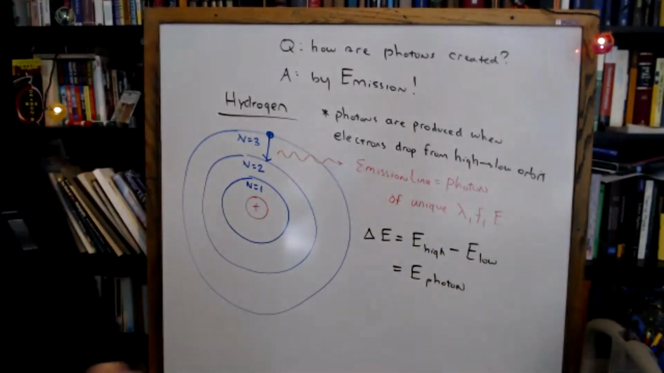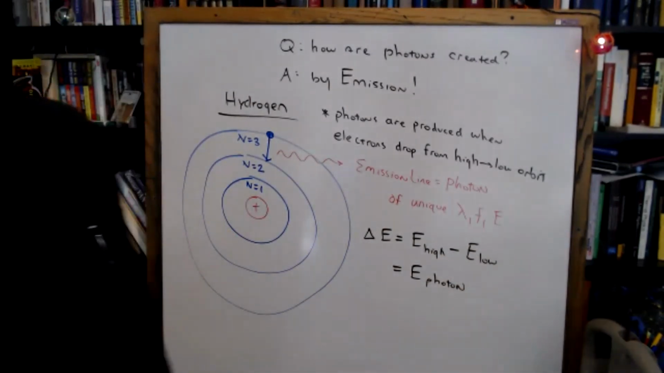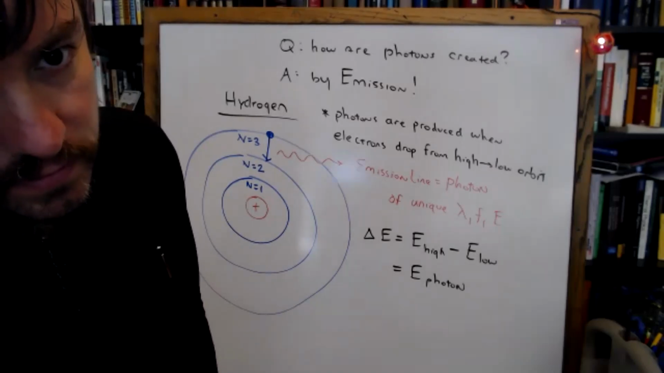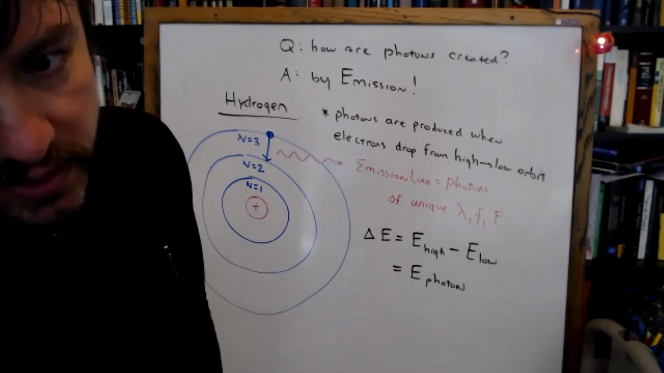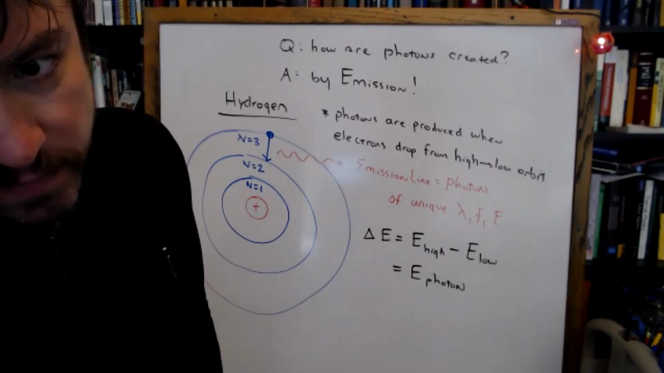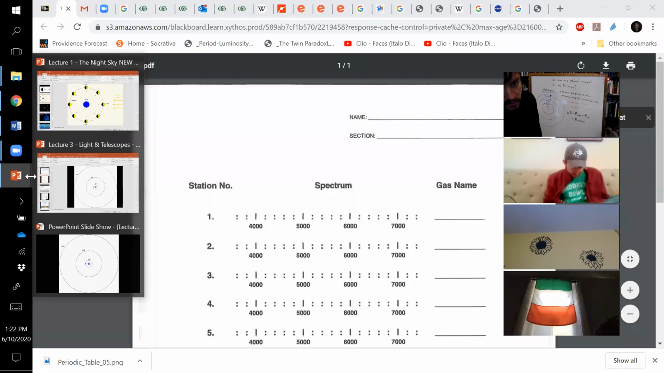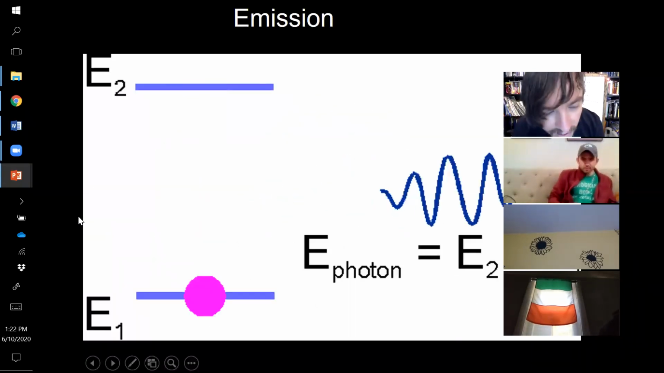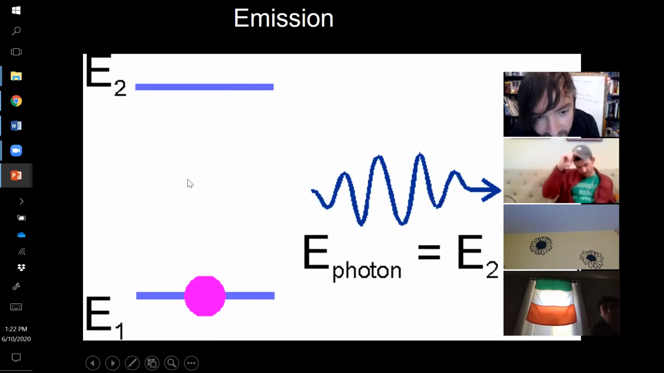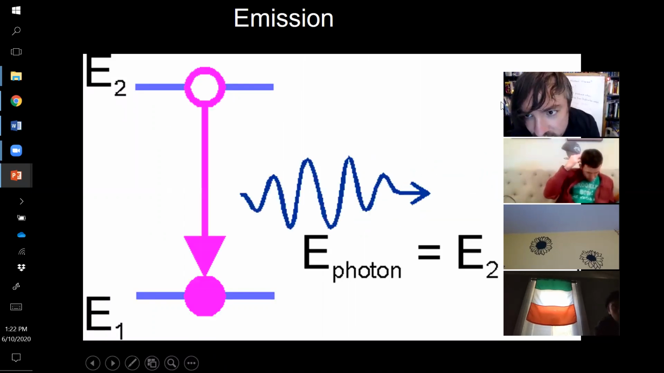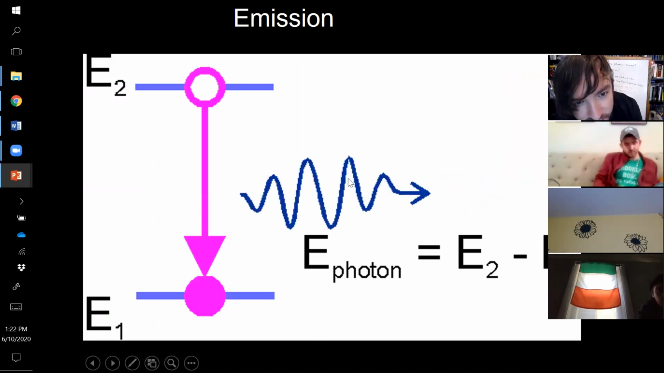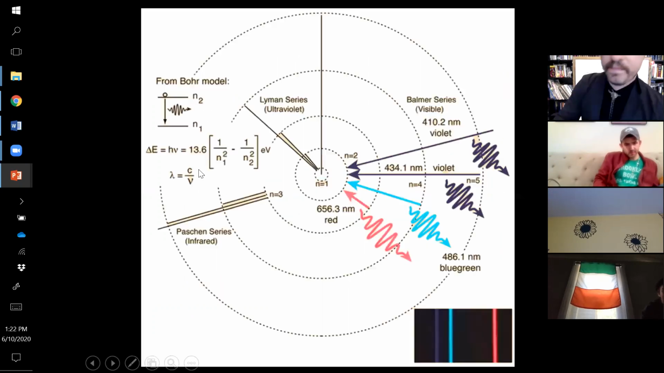For individual atoms, we can actually measure their energy states. Here, I think a couple of diagrams would be helpful. So here's the concept. I've got an electron. It drops from a high orbit to a low orbit. It emits a packet of energy in the form of a photon. And the energy of the photon is equal to the difference in energy between the high orbit and the low orbit.